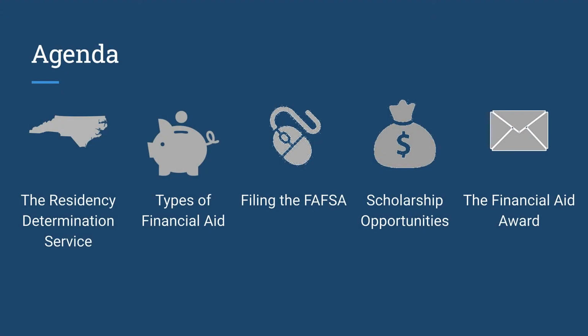This presentation will be roughly 30 minutes in length and we appreciate you taking the time to watch. All right, so in this presentation we are going to cover the residency determination service, types of financial aid, filing the FAFSA form itself, then local and regional scholarship opportunities, and then we're going to end the night by discussing financial aid award letters, which is how the process of applying for financial aid concludes.